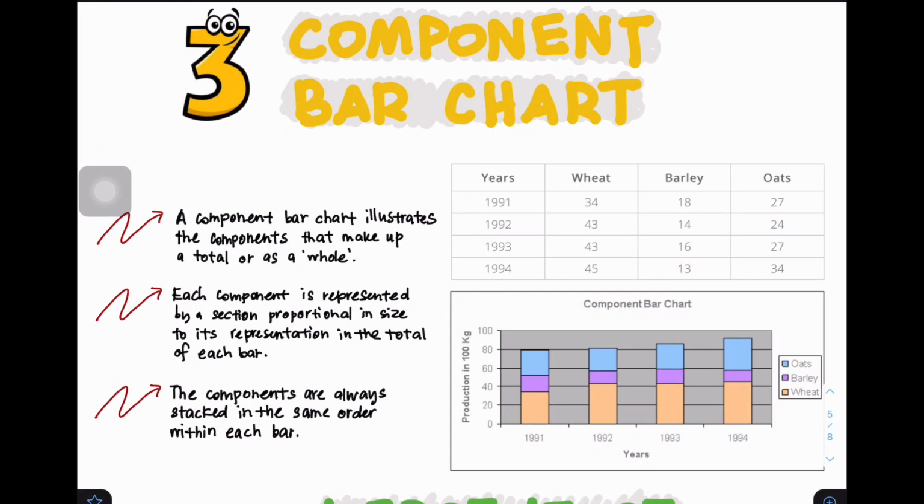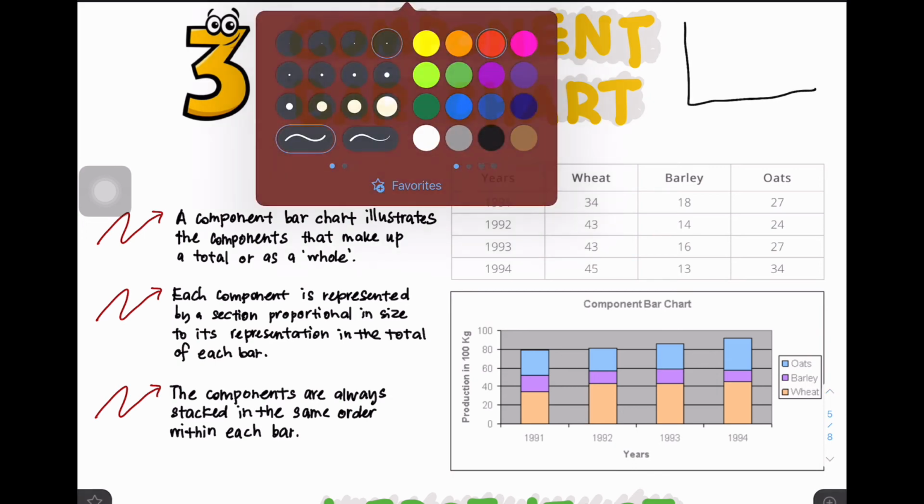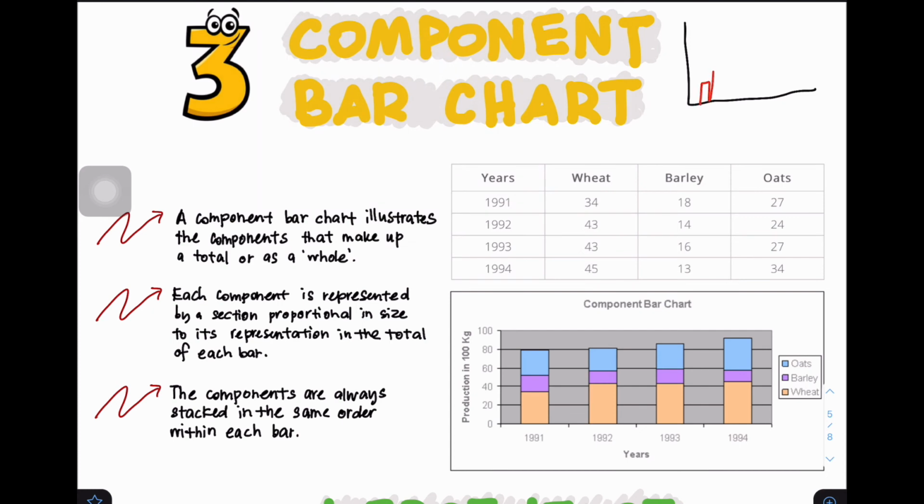Jenis yang ketiga untuk bar chart adalah component bar chart, di mana component bar chart ini adalah a bar chart yang illustrates the component that make up a total or as a whole. Instead of we are using the multiple bar chart just now, di mana multiple bar chart tu kita guna macam ni. Okay, variable pertama, variable kedua, variable ketiga contohnya. Lepas tu untuk kategori kedua, variable pertama, variable kedua, variable ketiga contohnya. So we can use a component bar chart, di mana component bar chart ni dia menggabungkan semua.